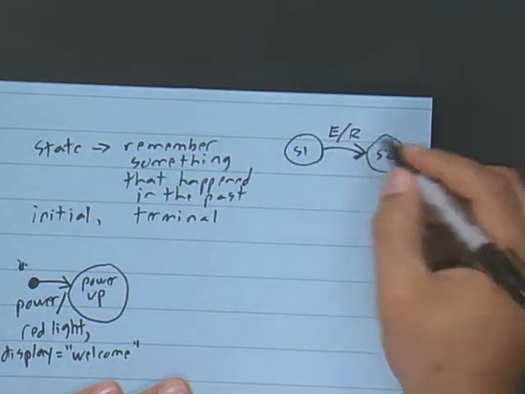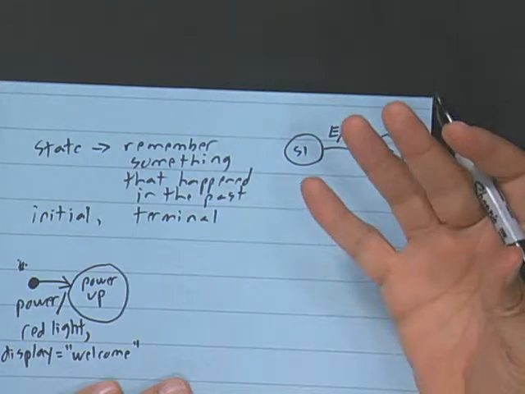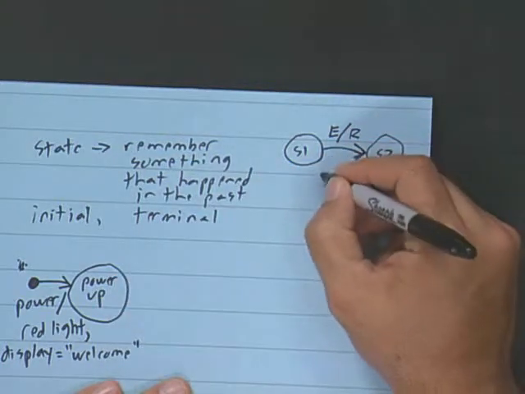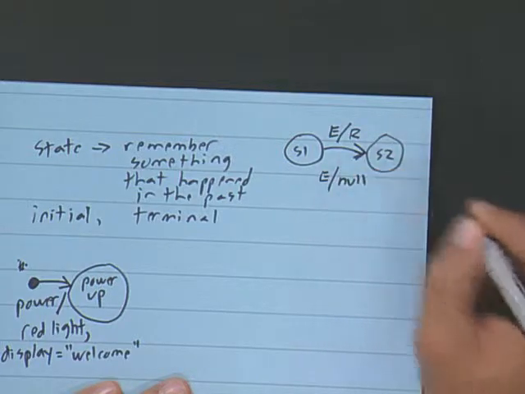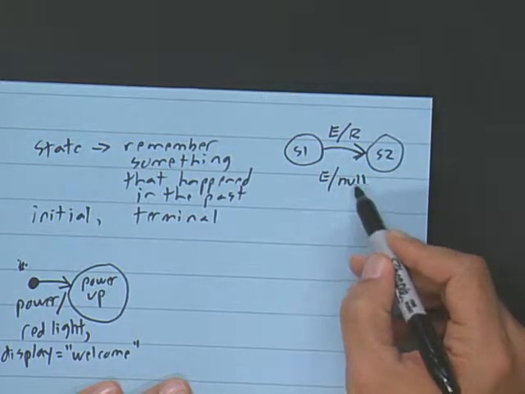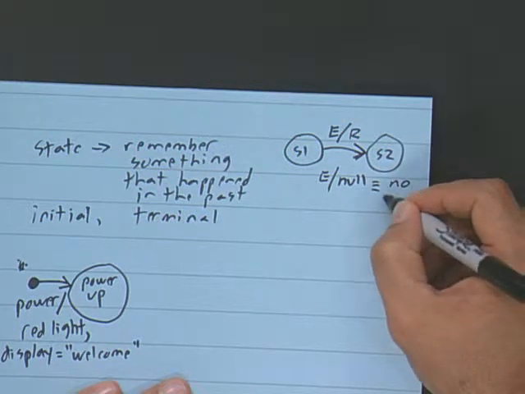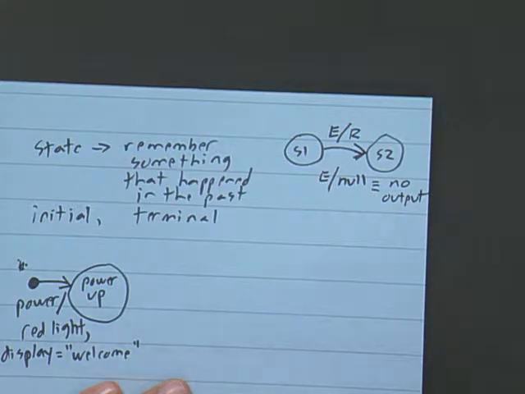Now, if there's no response, we can go like this. If the response is no observable output, there's no output that we can see or need to be aware of, we'll go like this: event / null. That makes it clear that there is no output. Null just means that's equivalent to saying there's no output. Okay? So we can use null.